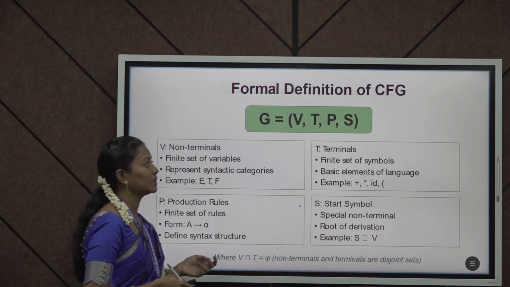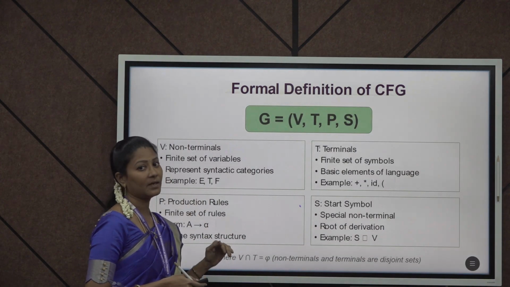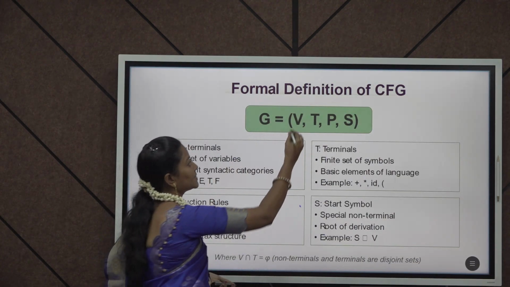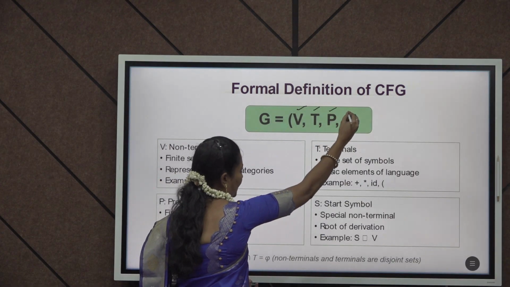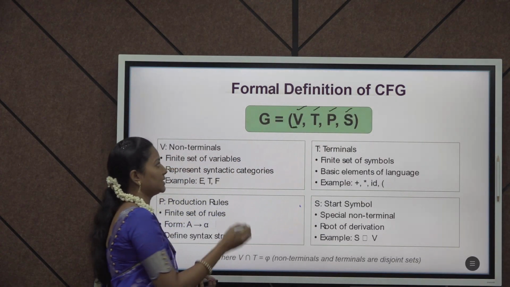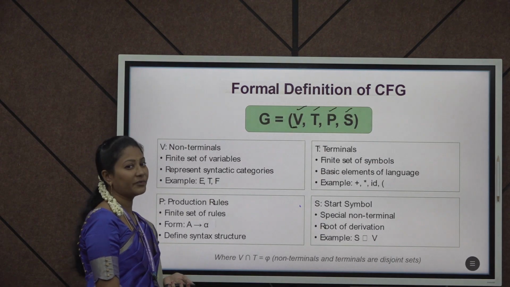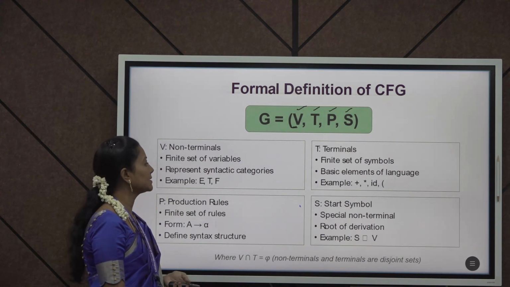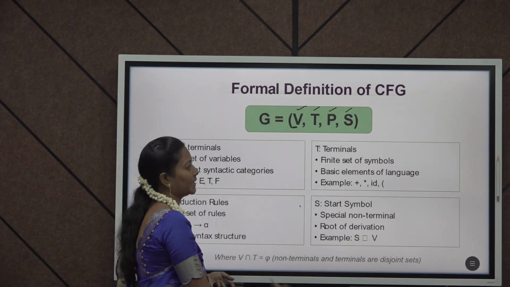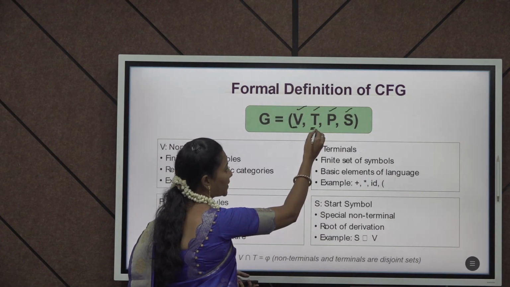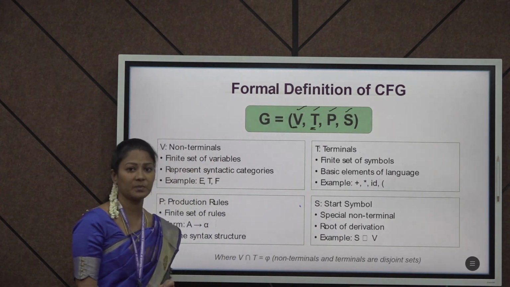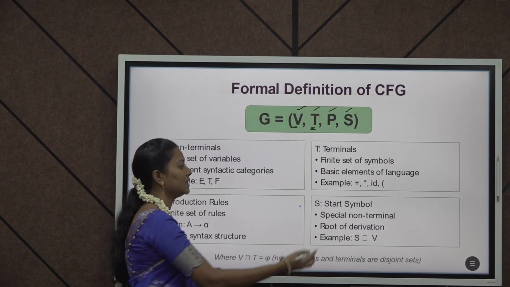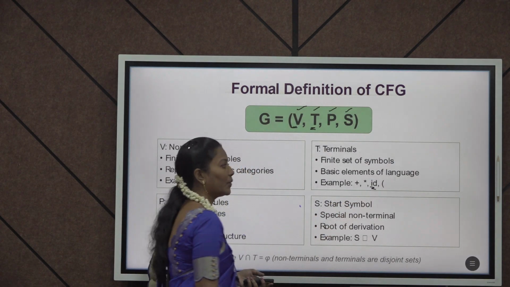These are the important components of a context-free grammar. It is represented by the letter G, and it has 4 components, that is V, T, P, S. V stands for non-terminals, which is a set of variables represented by uppercase letters, and T stands for terminals. Terminals are used for representing the symbols, which can be digits, plus, minus, other symbols, and ID. These are represented in lowercase letters.